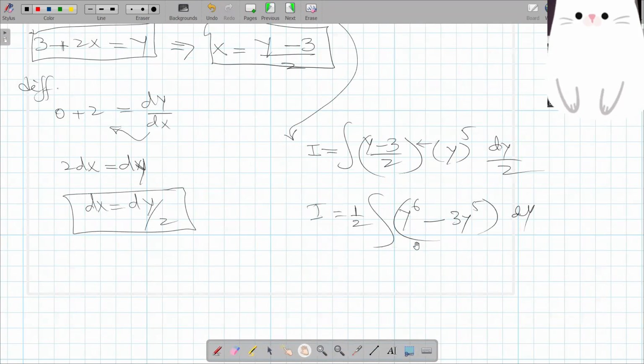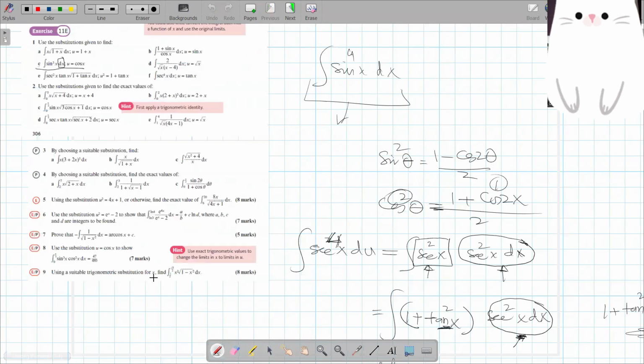This is an algebraic function, simple, and you can integrate. After integrating, you need to substitute y equal to 3 plus 2x back. That's it. Simple. I get it.